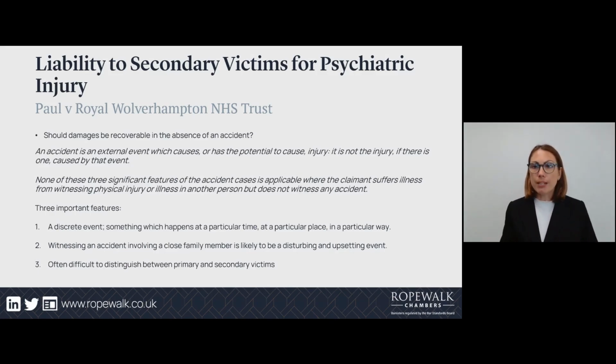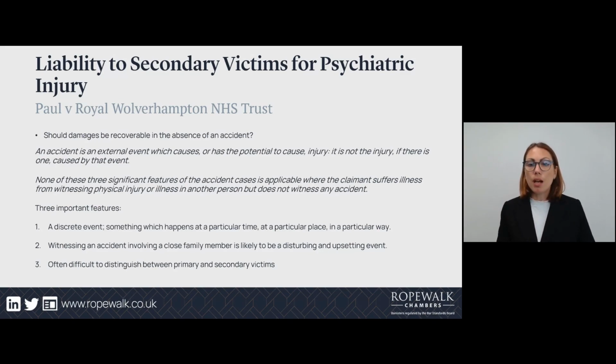The Supreme Court identified three ways in which the occurrence of an accident is integral, both to the reasons for recognising the category of claims by secondary victims arising from an accident and in defining the limits of this category. Three important features are set out there on the slide in relation to accidents. It's a discrete event. The witnessing of an accident involving a close family member is likely to be disturbing and upsetting, and it's often difficult, in fact, to distinguish between primary and secondary victims in those circumstances.